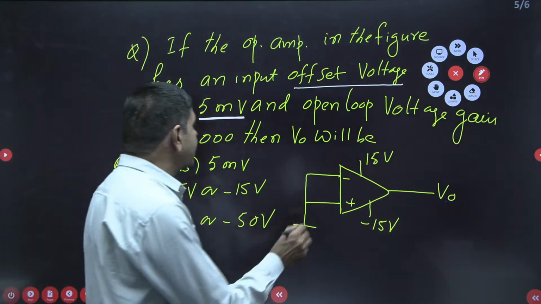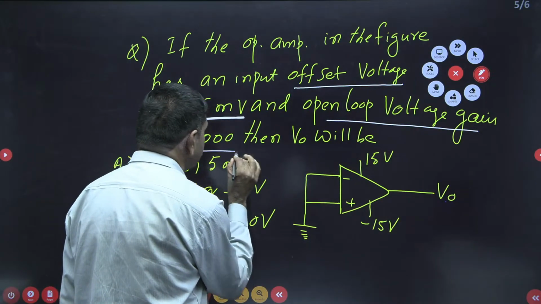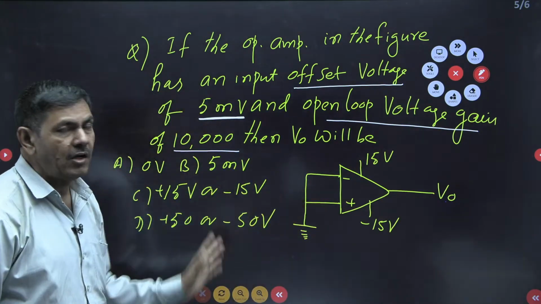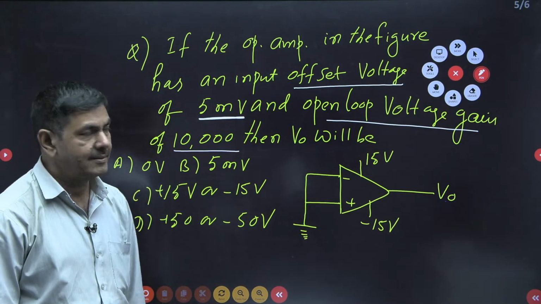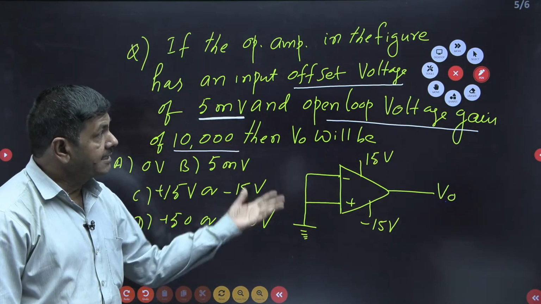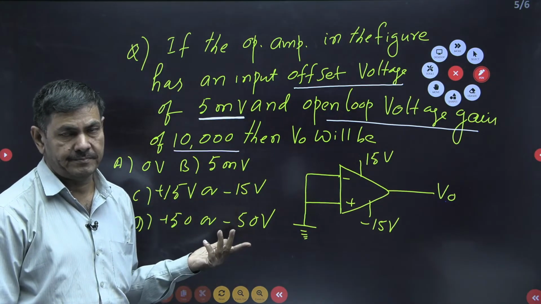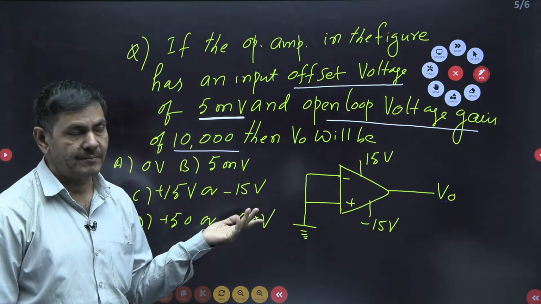Open loop voltage gain is also given in the problem. Open loop gain is 10,000. Then V naught equals how much? It is asking, how can we measure? It is not an open loop voltage gain, 10,000 is given, which means it is not an ideal op amp. It is a non-ideal op amp.